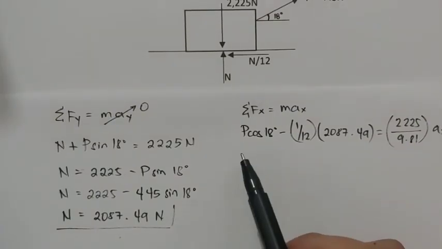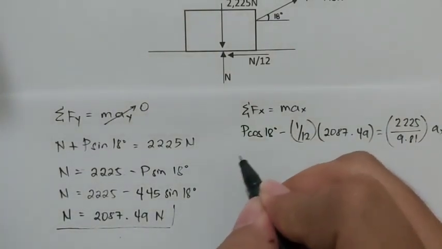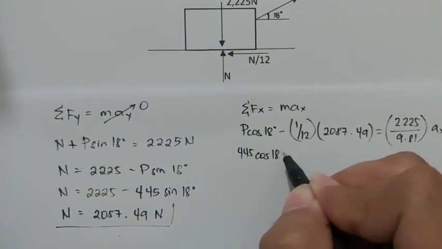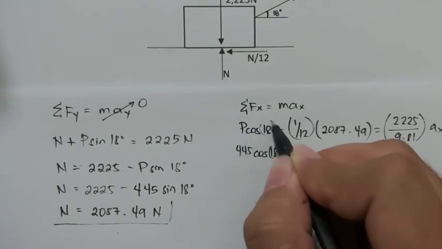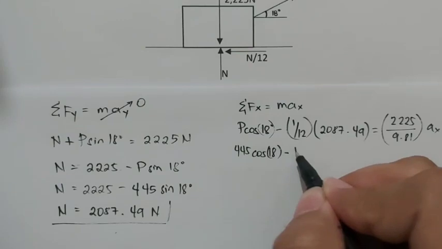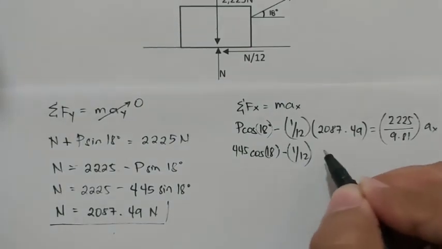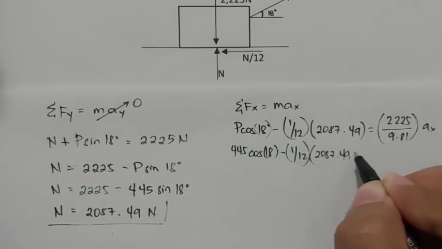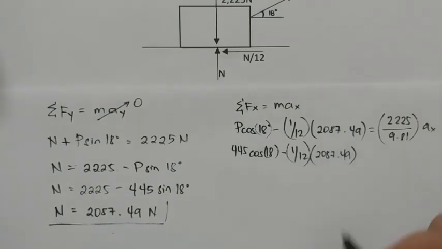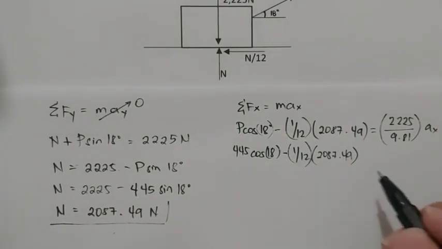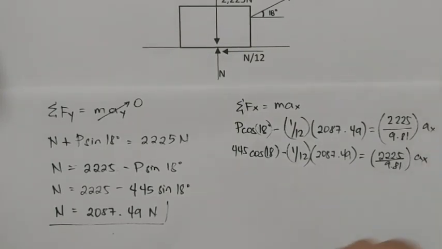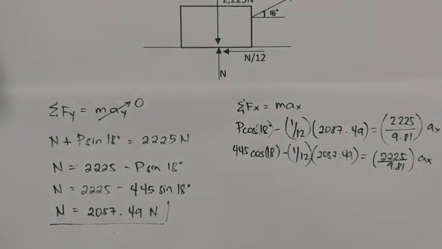Then, let's substitute the force here. Our force is 445, cosine theta is 18, minus 1/12, close the parenthesis, times 2,087.49. And then this is equal to 2,225 over 9.81 times a sub x. Okay?